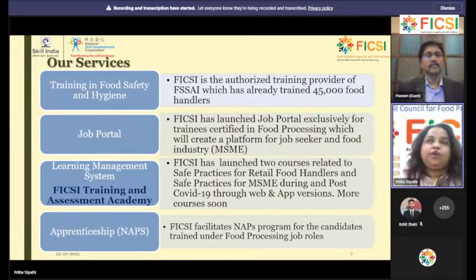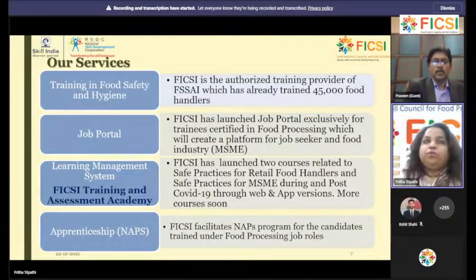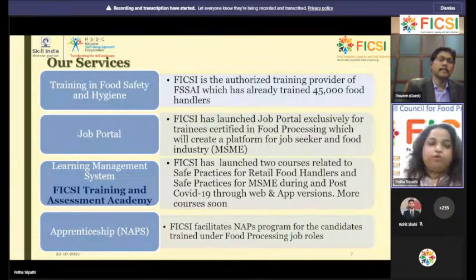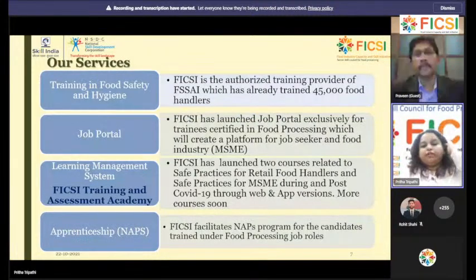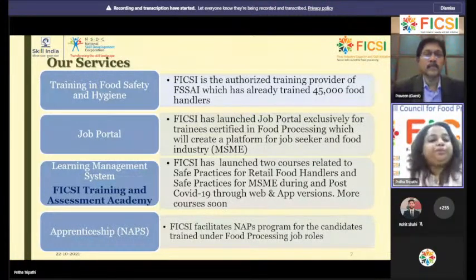We have data of more than 16,000 resumes on this portal, and we have many industries who keep on posting their vacancies on this portal. This is a free of cost portal, and I would urge all of you to at least have a look and make use of this portal.